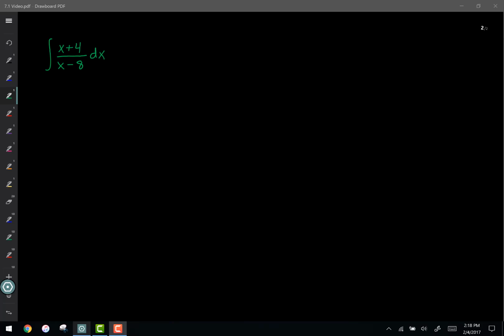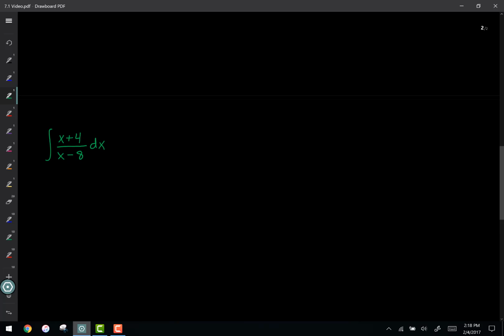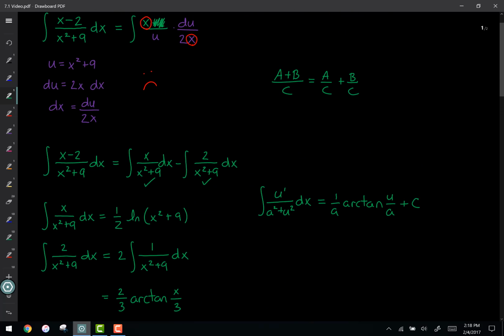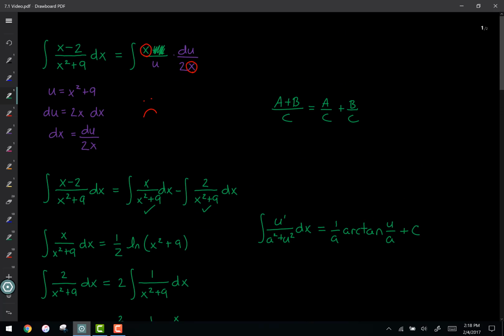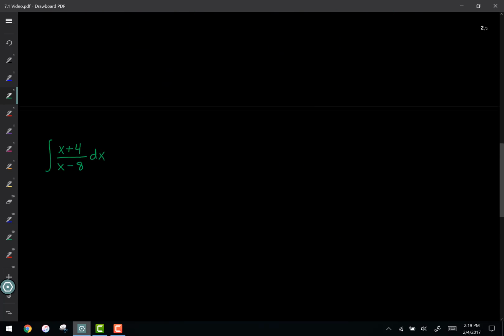All right, our next example also is a rational function. But the thing that's different about this one versus the one that we just looked at is, in the first example, this rational function was proper, meaning the degree upstairs, which is 1, was less than the degree downstairs, which is 2. So here, our rational function is not proper. They're both degree 1 polynomials.